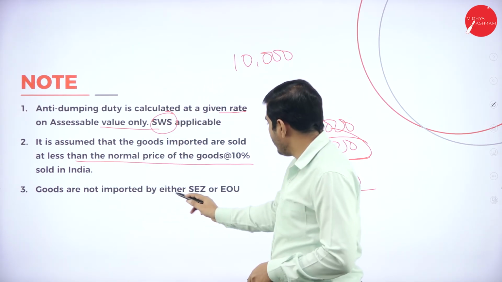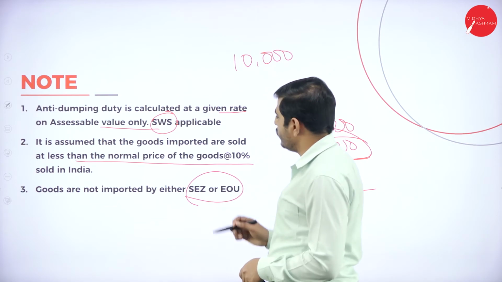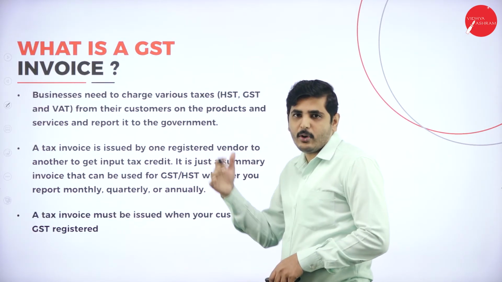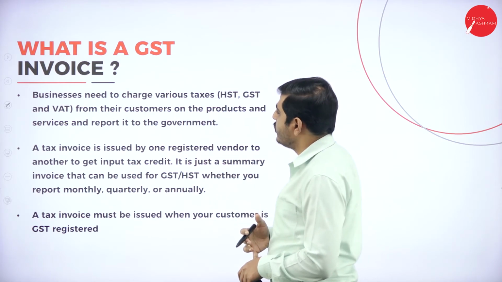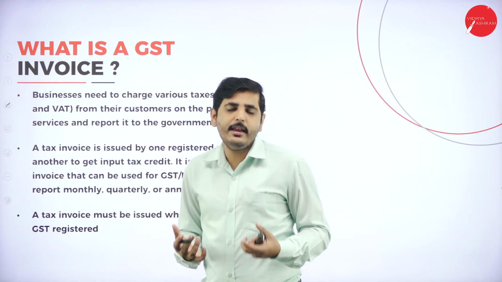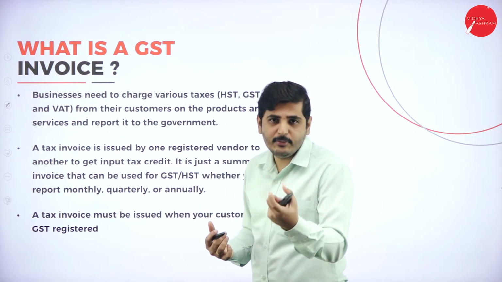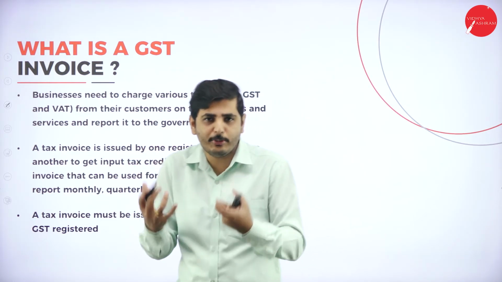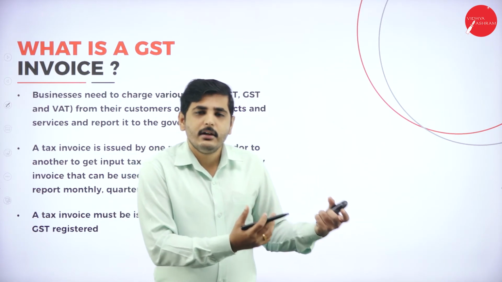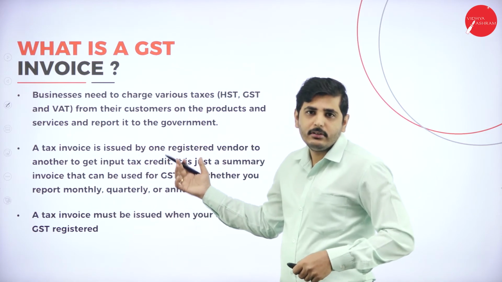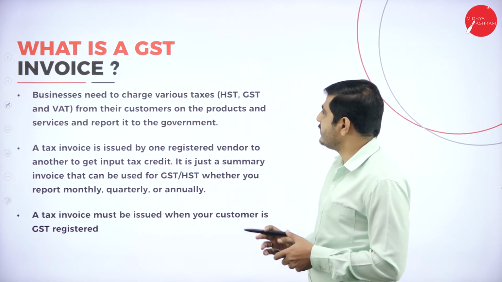Next, goods are not imported by SEZ or EOU. Next one, what is GST invoice? So let's go to the next chapter, GST invoice. So GST invoice is any bill, any document. It may be purchase or it may be sale. So in order to get the ITC, input tax credit, we should have all the documents. That's why we have to maintain and store all the documents. This is called as tax invoice.